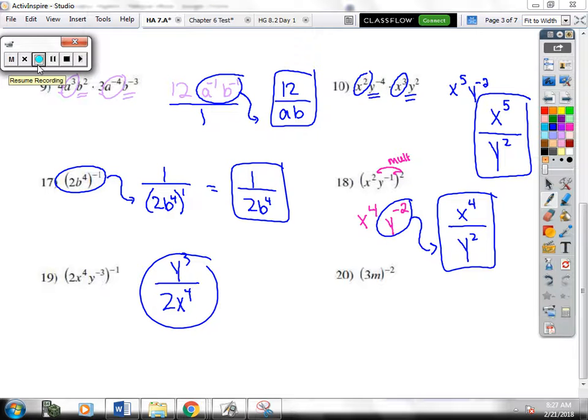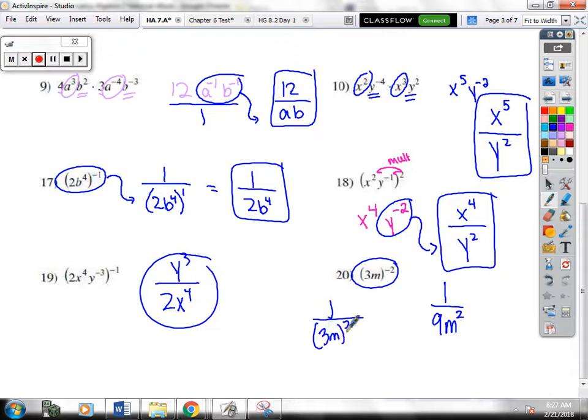And you can tell what they got for 20. Jade? 1 over 9 squared. Good. Again, I would probably move that to the denominator first, make it a positive, then distribute my exponent and get 9. If you'd like, you can distribute it and make it 3 to the negative 2, m to the negative 2, and then move them. But usually if it's parentheses like that, it's a little easier.